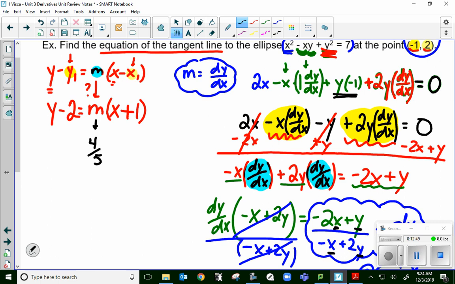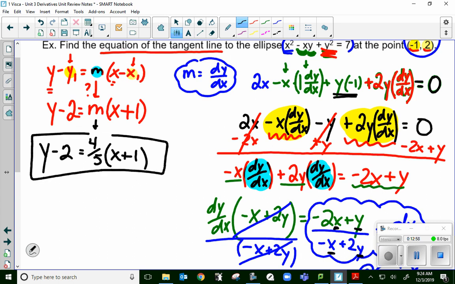And it's brilliant because it's right. That's 4/5. We have our x plus 1 equals y minus 2. And that is an equation of a tangent line at the point negative 1, 2. Now, if they said make it y equals form, just add 2 to both sides. I can do that. I could say y equals 4/5 x plus 1 plus 2. This is also acceptable.